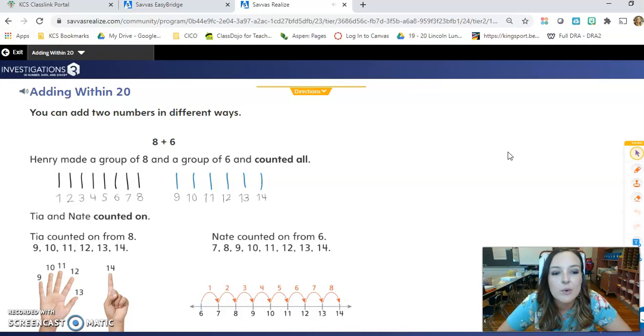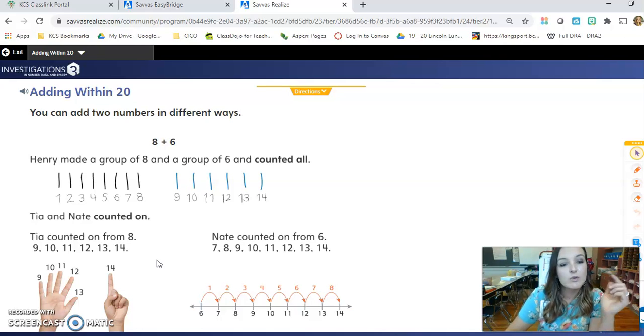All right, so I like this strategy where you can draw lines. Sometimes I like to draw dots or circles, and then I count all of them together once I've drawn all of them. I also like counting on, so whenever I count on, I start with the first number. You can start with either number though because we're adding.